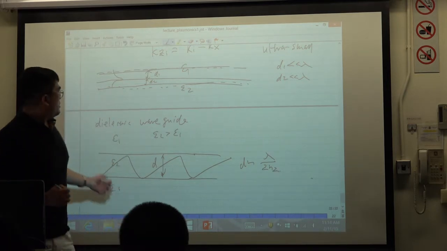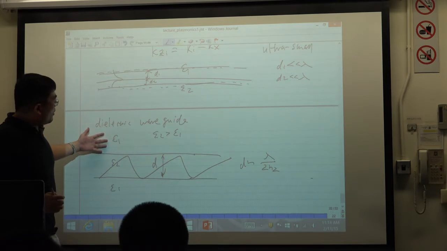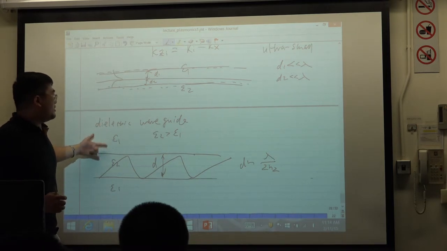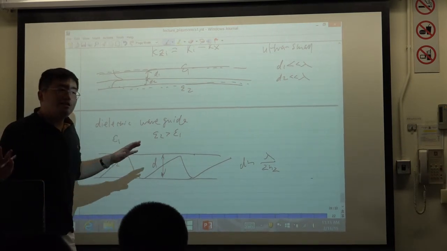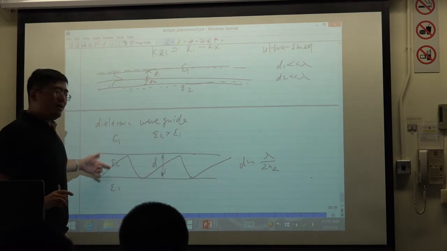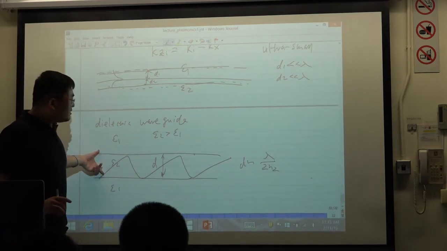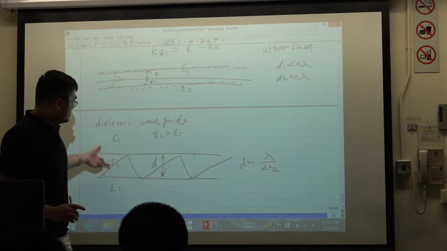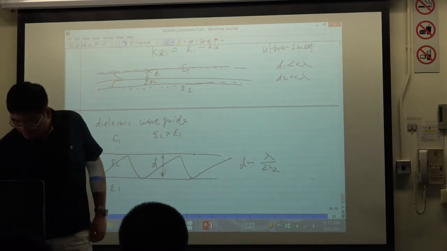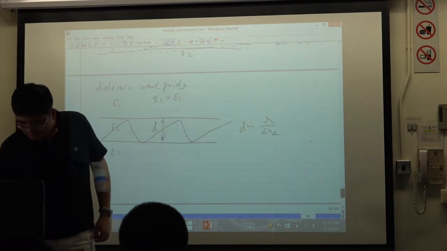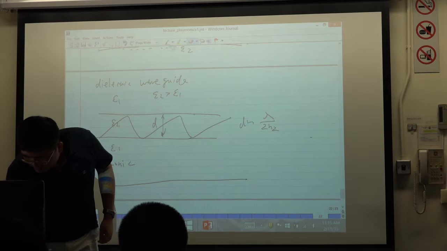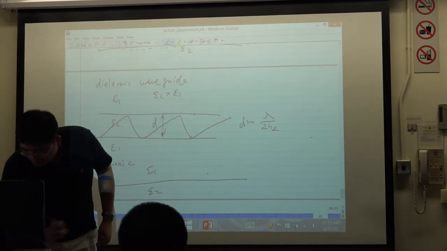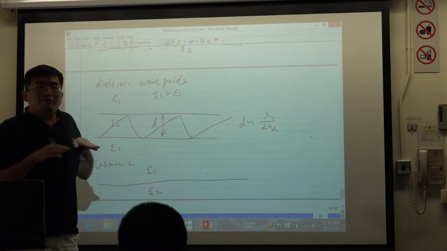So the most simple guiding structure for dielectric is 3 layers, right? Index 1, index 2, index 1. It cannot be 2 layers. 2 layers cannot be guided. This is optical fiber, cladding layer, core layer, but this is dielectric. And the thickness is around half the dielectric wavelength. And for plasmonic, it's different from the dielectric guide. Plasmonic only has 2 layers, index 1, index 2, right? They also can be guided waves. They can be guided.